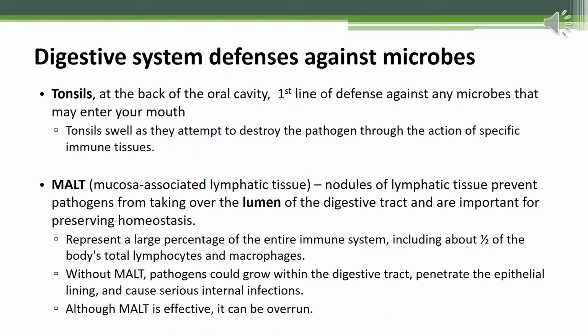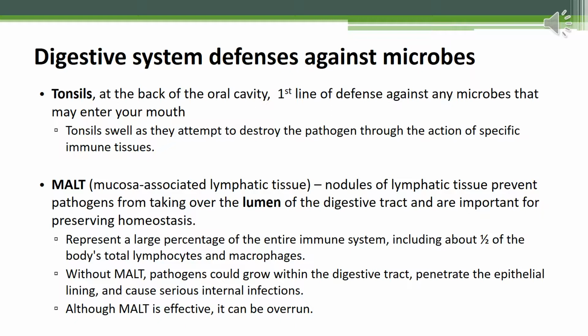No matter how much we wash or cook food, there's really no way to completely prevent microbes from entering the mouth. So the digestive system has defenses against these microbes that will enter our mouth by way of food. Our first line of defense are the tonsils, which are located at the back of the oral cavity, and these swell in response to any pathogens that may enter the mouth through the specific action of the immune tissues. Tonsils are basically a kind of primitive lymph node. We'll talk more about what lymph nodes are later on when we cover immunity, so don't worry about this too much just yet.